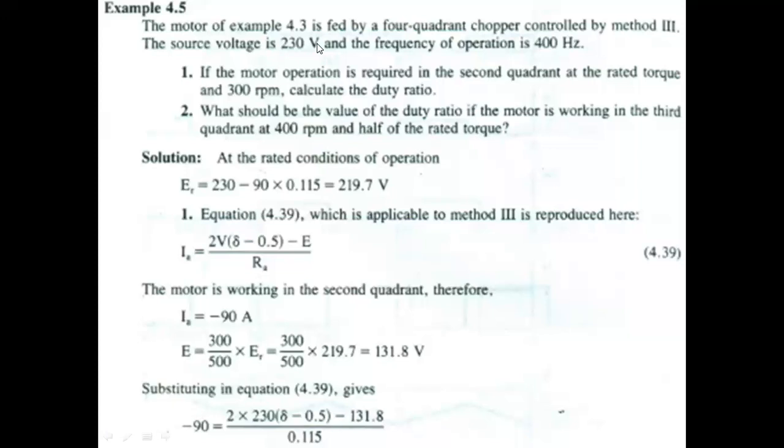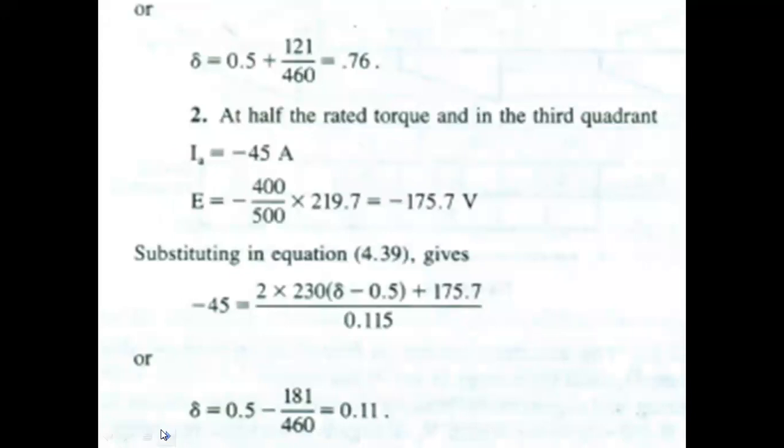Second one, we have to again calculate the value of duty ratio if the motor is working in the third quadrant at 400 RPM and half the rated torque. As we are taking half the rated torque, we have to take the current value also as half. So IA is equal to minus 45 amperes, actually 90 amperes divided by 2. Half the rated torque in the third quadrant means we also take a minus sign. So IA is equal to minus 45.